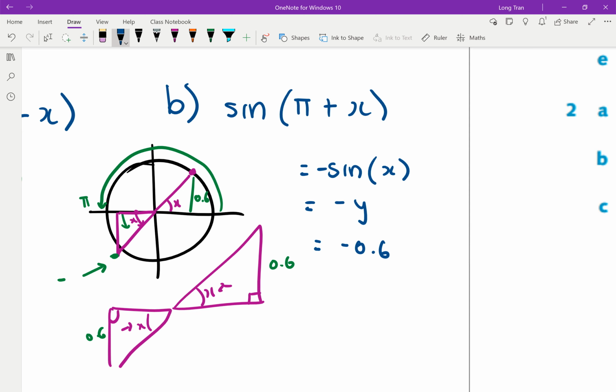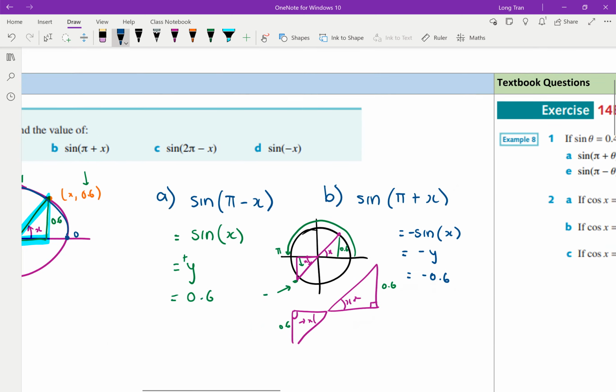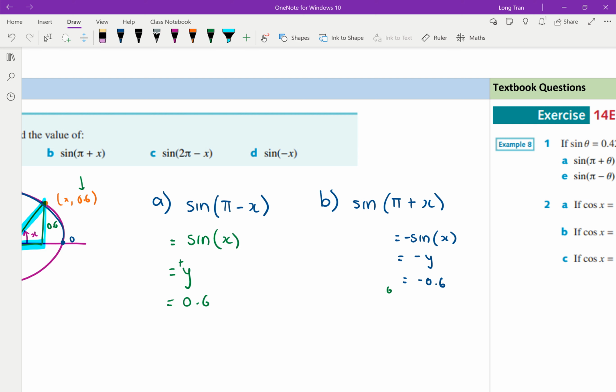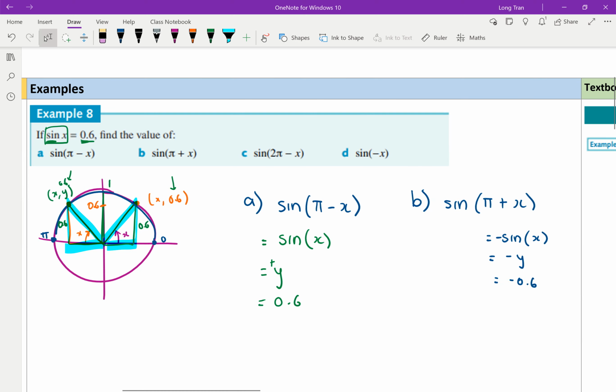Does that make sense? Have a think about what I'm doing there. It's all about symmetry properties, but you're working with radians rather than degrees. And that's where it gets tricky. Okay, let's try another one.